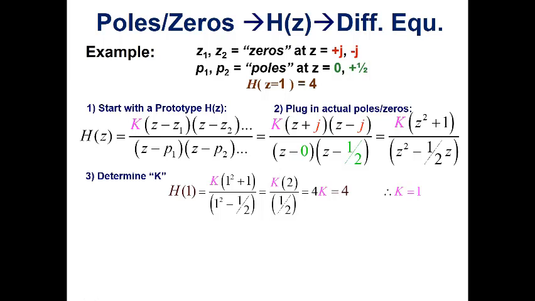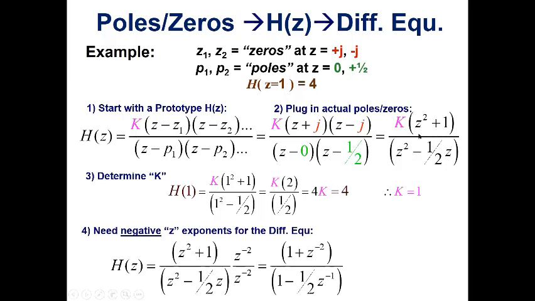If we were told, for example, that H(z) at z equals 1 equals 4, then we plug z equals 1 into this equation and get 1 plus 1, or 2, in the numerator times k, and 1 minus 1/2 in the denominator. That gives us 4k equals 4, so k must be 1. That was easy, that fell out. So we know H(z) is (z squared plus 1) over (z squared minus 1/2 z).